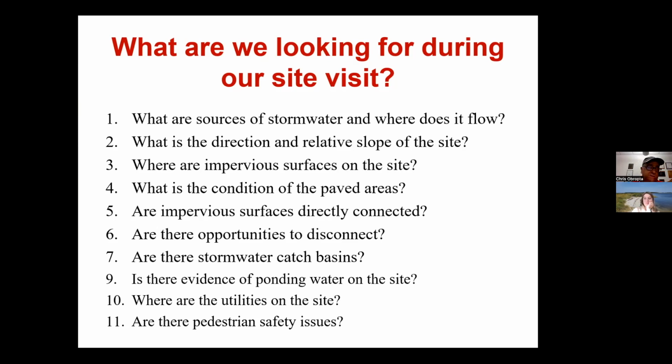You want to understand whether these impervious surfaces are directly connected, or do they go off into the grassed area and get filtered on their own, or are they connected to the stormwater system that takes it right to the stream? There are opportunities to disconnect those connected impervious surfaces. We'd like to understand where the catch basins are. Those are usually the low spots, and maybe we can capture the stormwater before it reaches the catch basin and put it into a bioretention system or some other system. We also look for evidence of ponding on the site. Where's the water ponding in the parking lot or on the grassed area?